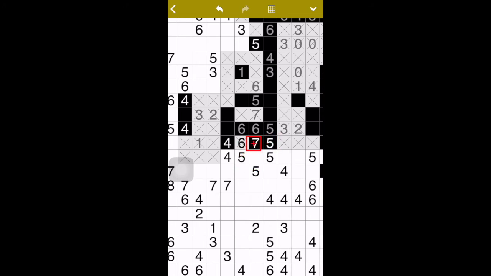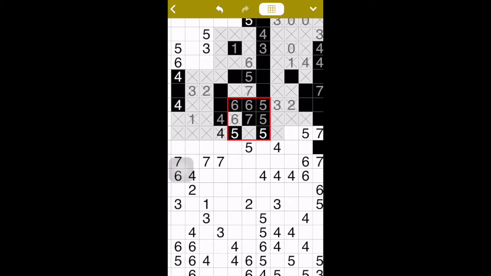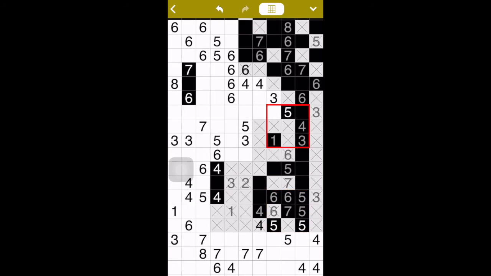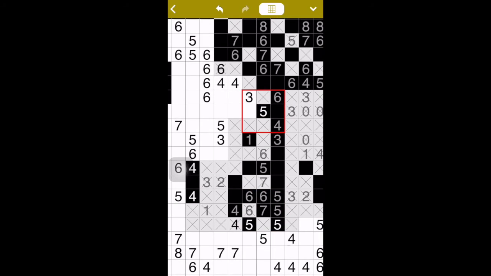The 7 and a 5, difference of 2, right? Okay, let's go up here. 5. Look at the 5. I'm going to have one more black space in here, right? So looking at the 3. One more black space, 1, 2, and the 3. So that will complete the 3, right?